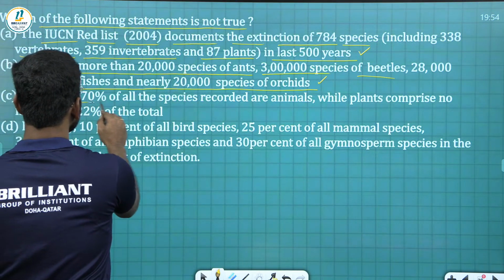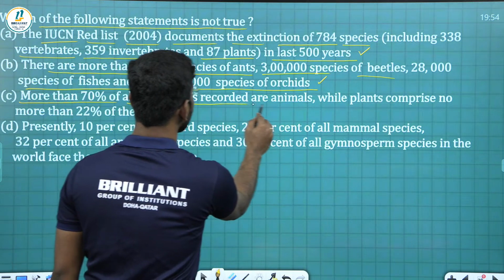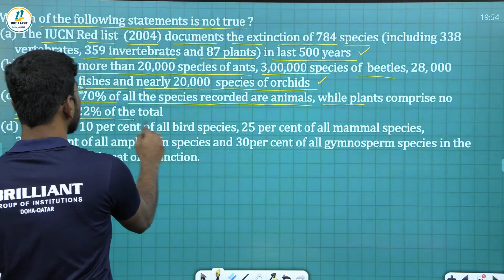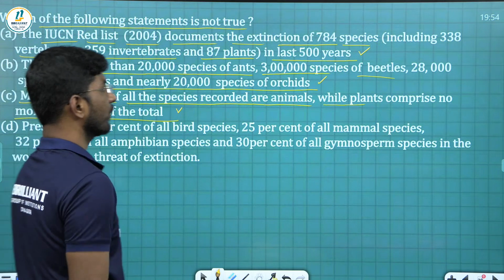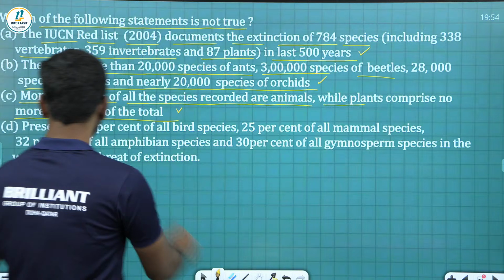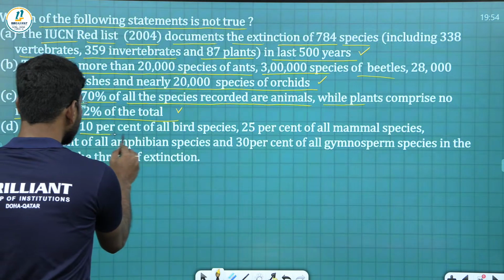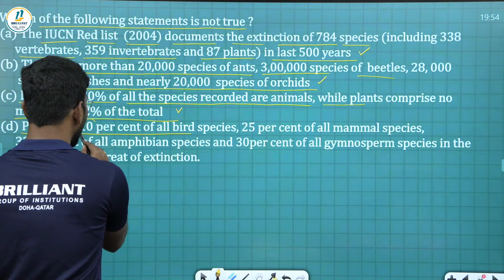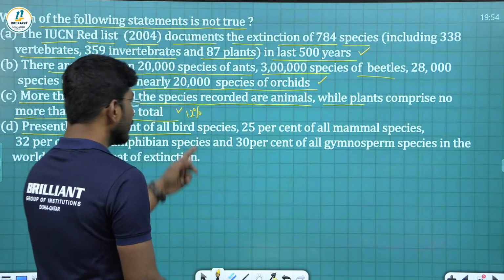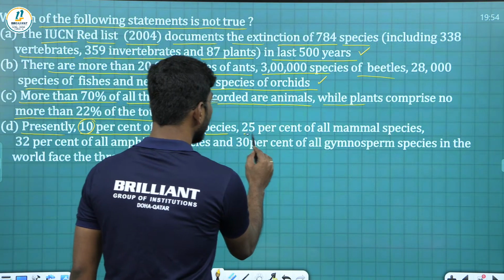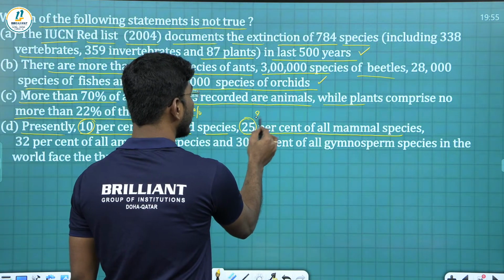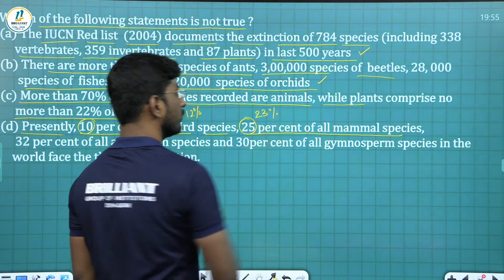See, more than 70% of all the species recorded in animals and wild plants occupy not more than 22% of the total. Correct. What's wrong in option D? Presently 10% of all birds. If I am not wrong, beta, it is 12%. Bird species, 25% of all mammalian. If I am not wrong, this is 23%, I think so.